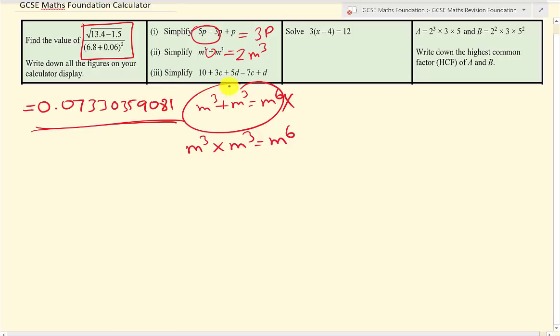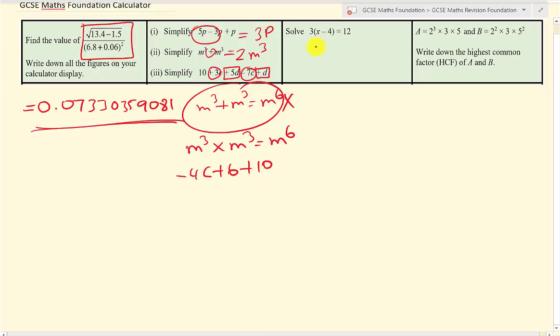10 plus 3c plus 5d minus 7c plus d. So let's collect the like terms. We can see 10 is on its own, there are no other numbers on their own. We have 3c, so write down all the c's in circles and put the d's in squares. And then we're going to do the c's first. So 3c minus 7c is minus 4c. 5d plus d is 6d, and then plus 10. And that's the answer.